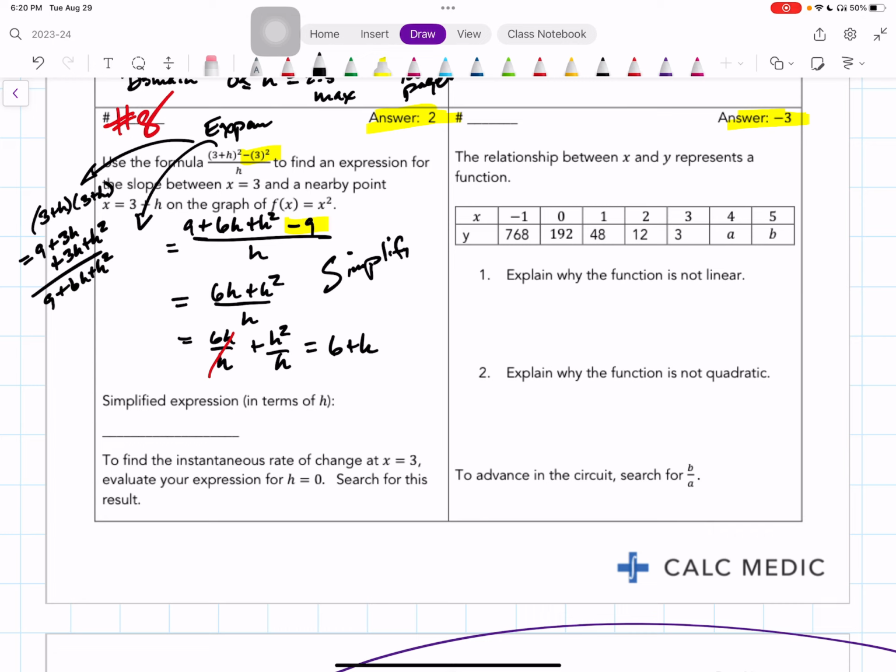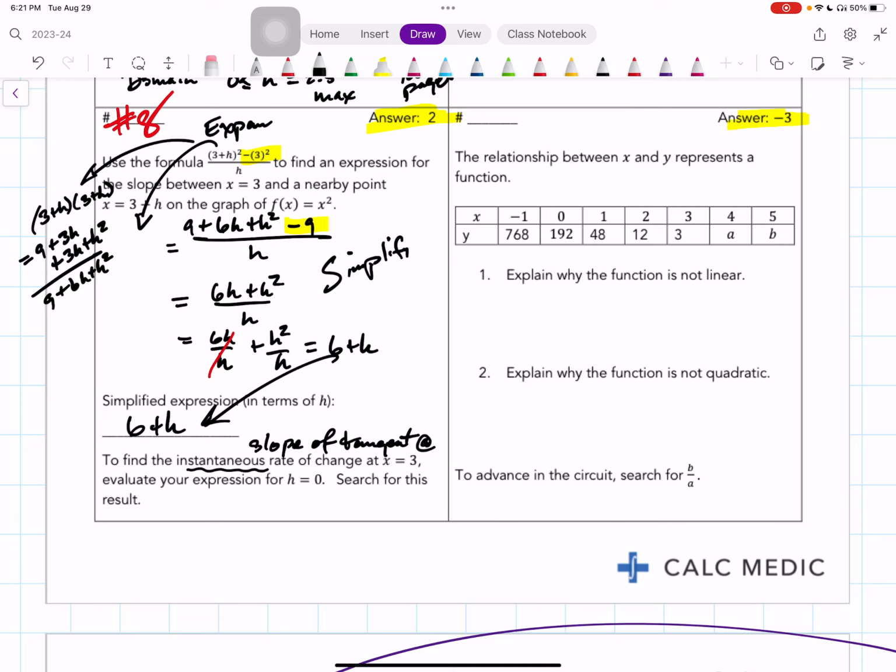Well, guess what? I just did that. It's 6 plus h. To find the instantaneous rate of change, which is the slope of the tangent line at 3. By the way, we just did a little calculus in disguise right there.